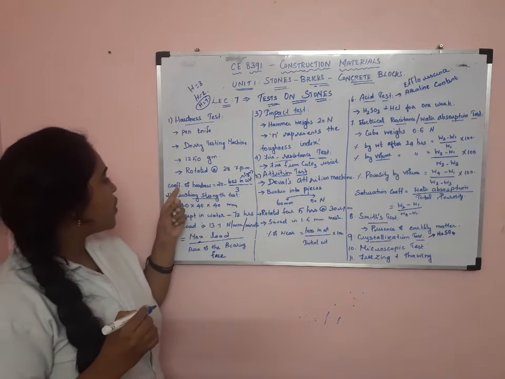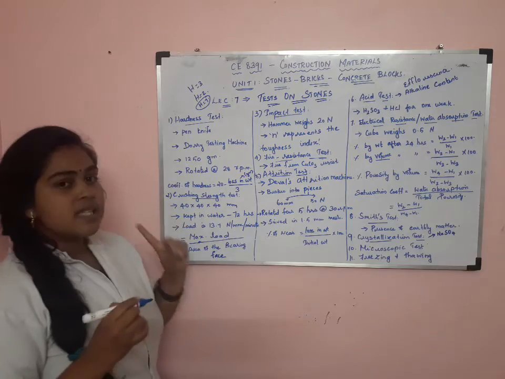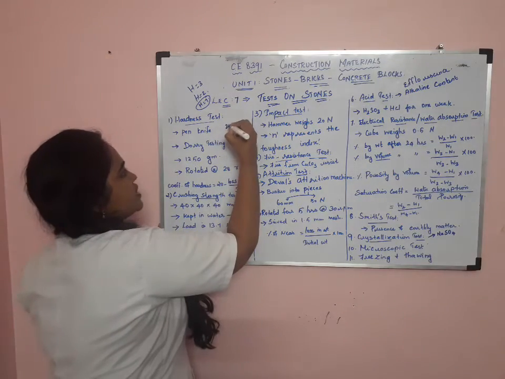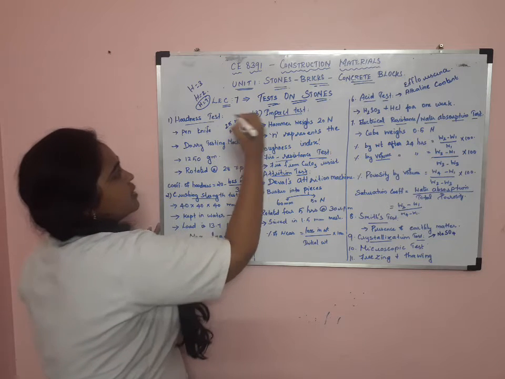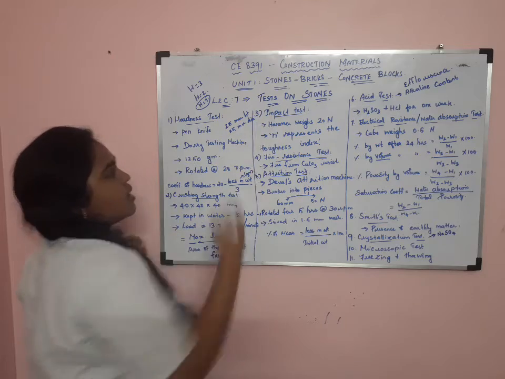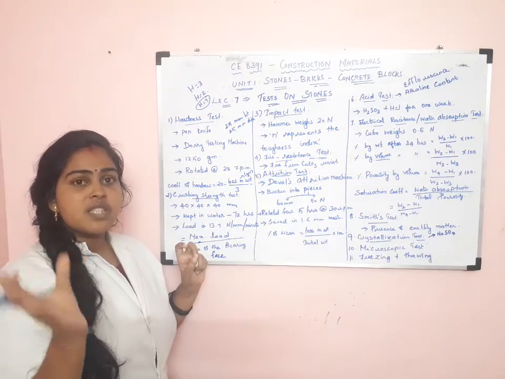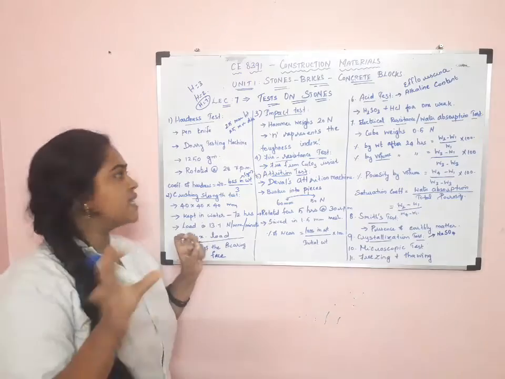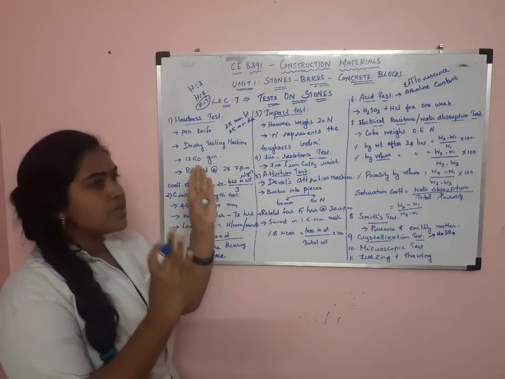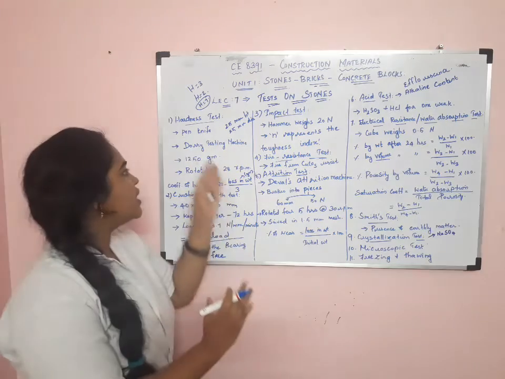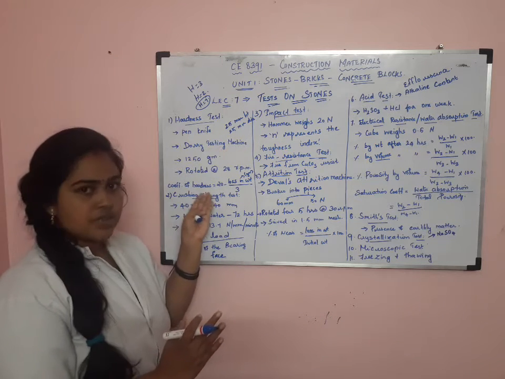For finding out the coefficient of hardness, the following procedure is adopted. A cylinder specimen of 25 mm height and 25 mm diameter is taken and it is weighed. That is, the weight of the specimen is taken. After taking the weight, this sample of 25 mm height and 25 mm diameter is kept on the Dorry testing machine. This Dorry testing machine is used to find out the coefficient of hardness.